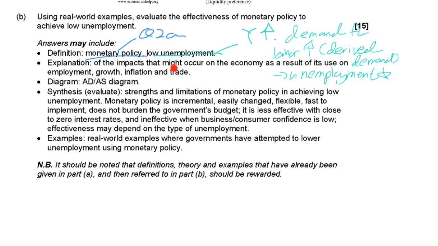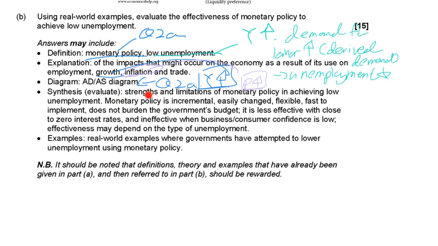Next, we have to explain all the impacts with the AD-AS diagram. We have indeed illustrated this AD-AS diagram in question 2A. So including growth, that means a Y increase. And also for inflation, we have also talked about it in question 2A. That means the price level increases. So you may refer to the diagram in question 2A.